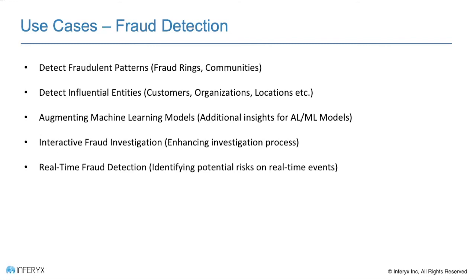Then once you detect the pattern, you can find the influential entities within that group of people, or network, that is, what exactly it is: is it really the customer, is it a location, or is it the agent or the organization, like who's involved in this fraud. Okay, so these are the two basic use cases.